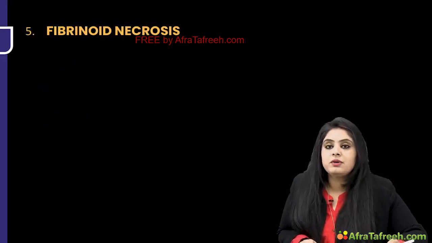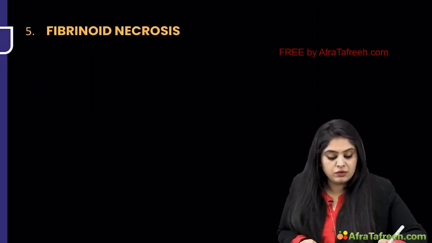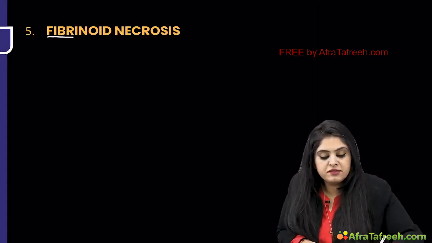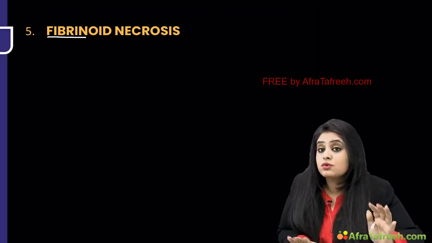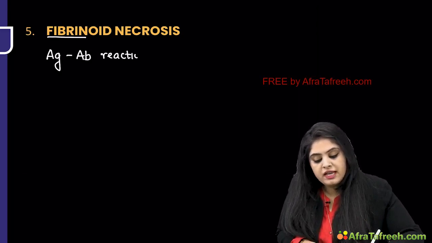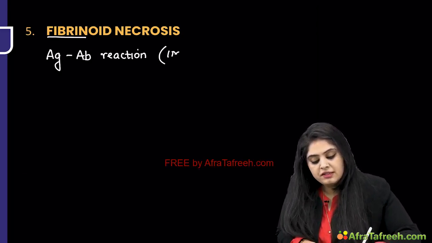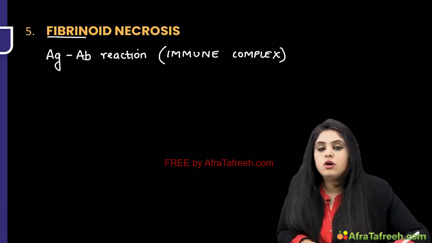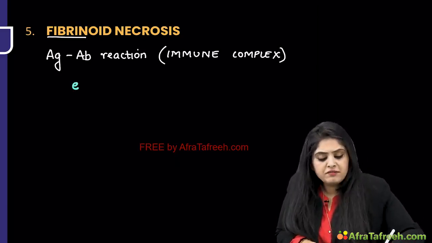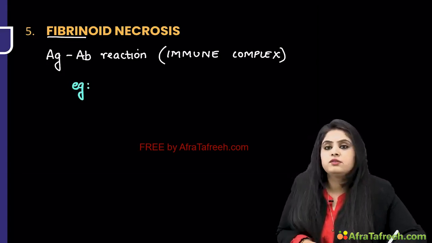Let's move on to the next one, and that is going to be the fibrinoid necrosis. Now, whenever the word fibrin comes in front of me, the first thing coming to my mind should always be there is some antigen antibody reaction. And when I say antigen antibody, I mean some or the other immune complex is going to get deposited. Some or the other immune complex will get deposited. So let's repeat and let's think. Think of some infections or some diseases where this is going to happen.